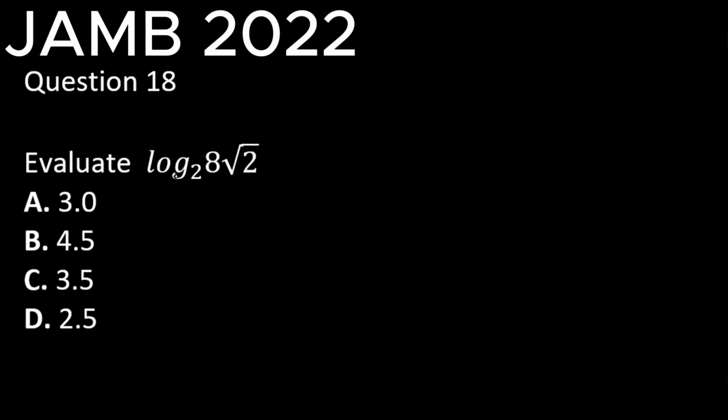Let's look at question 18. Evaluate log of 8 root 2 to base 2. Okay, we have to use this rule. That is, we have to convert the indices to logarithm. A to the power of x is equal to b gives us log b to base a is equal to x. Okay, we have converted the indices to logarithm.